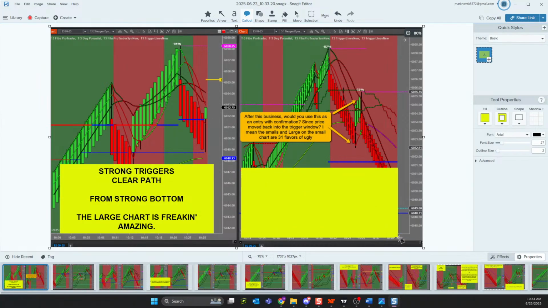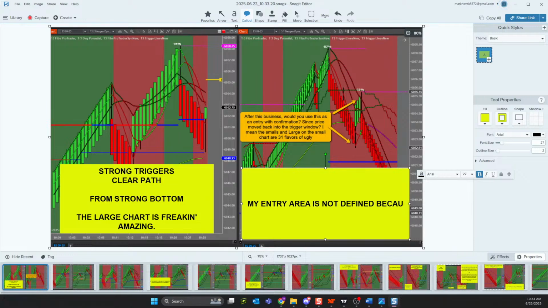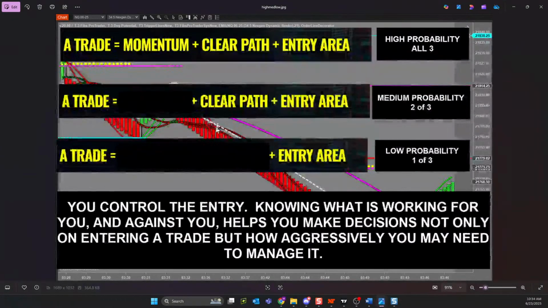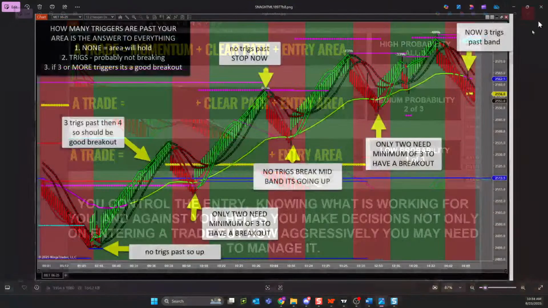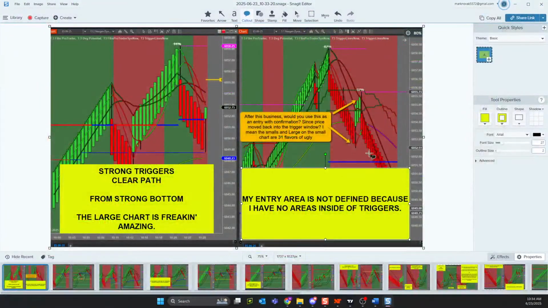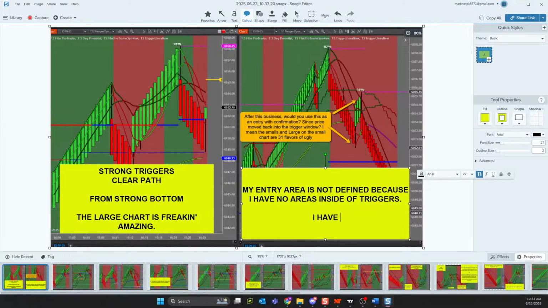So when I go to my small chart, I say to myself, my entry area is not defined because I have no areas inside of triggers. Is that fair? We're going back to the very basics. And guys, you're going to realize that I come back to these basics a lot. I have momentum. I have a clear path, but I don't have an entry area. Going back to that very core. So now I have to make a decision. So here's the decision. I have to decide.